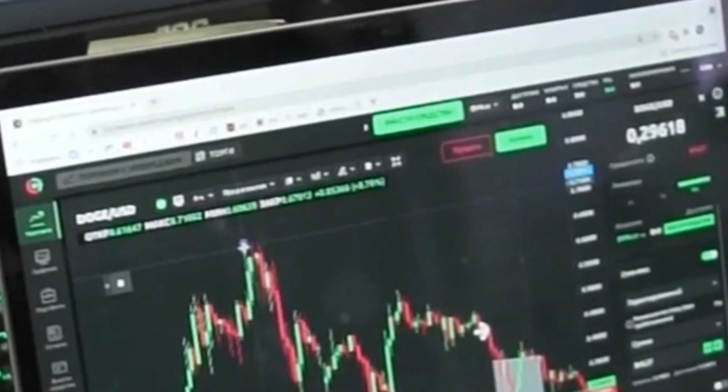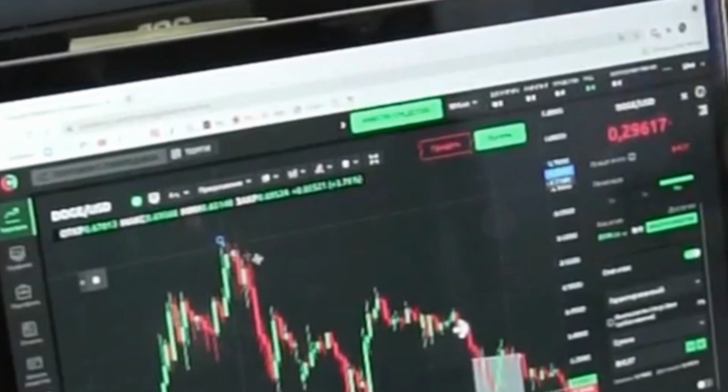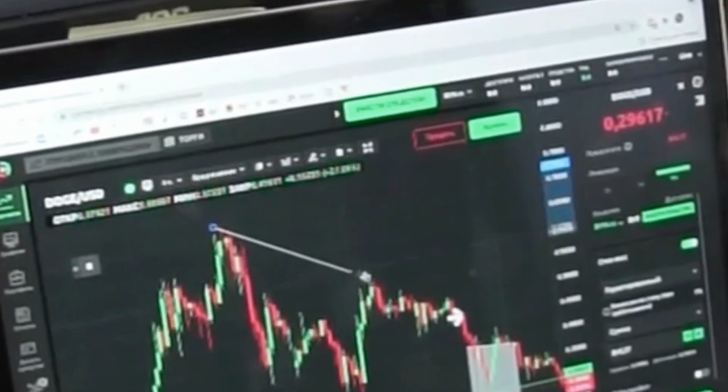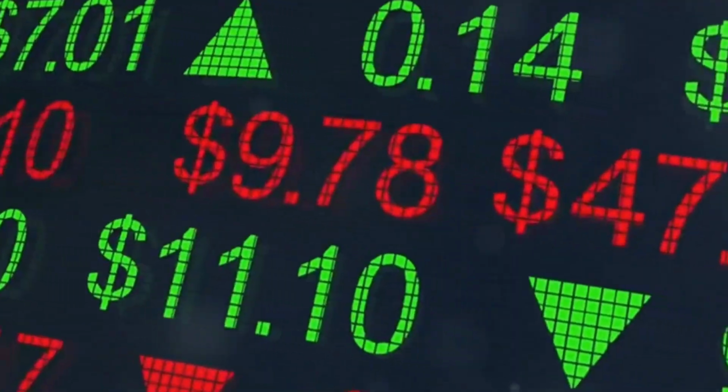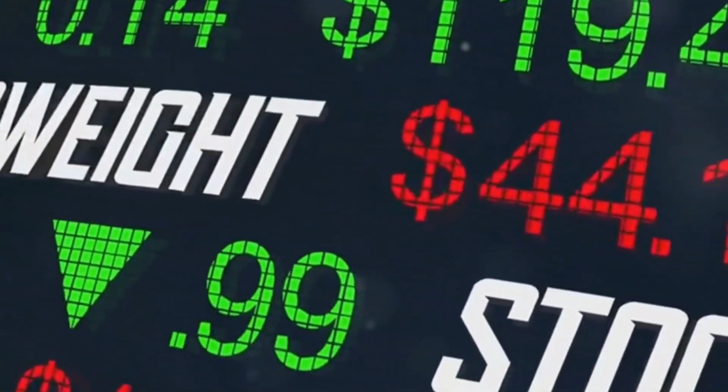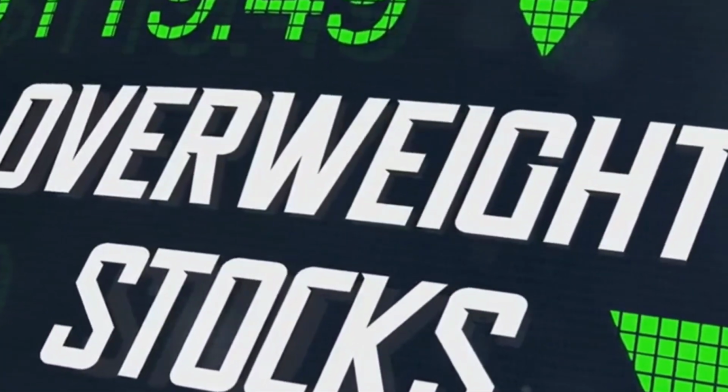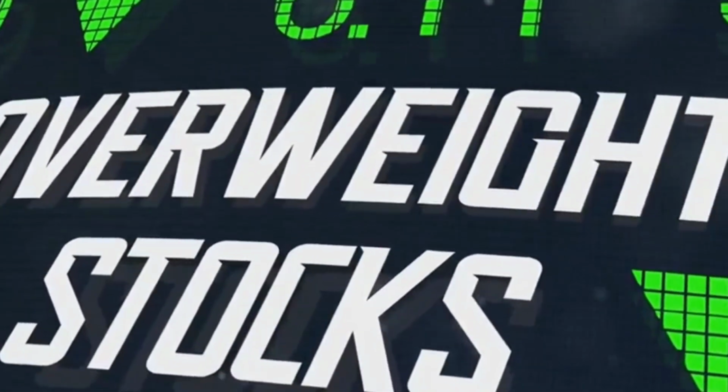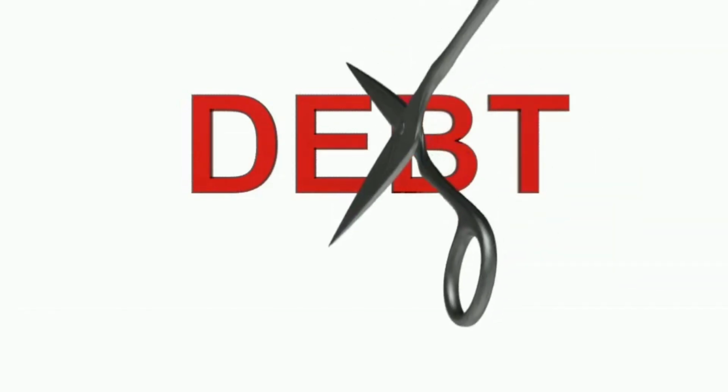Price to earnings, PE, ratio. This shows the price investors are willing to pay for each dollar of earnings. A high PE might mean the stock is overvalued or has high growth expectations, while a low PE could mean it's undervalued. Debt to equity ratio.